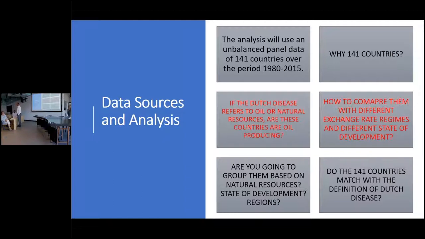So you can take, for example, Saudi Arabia and Libya as oil-rich countries with Dutch disease, comparing with, say, the United States or the United Kingdom, which are rich-resource countries with no Dutch disease. Rather than comparing the whole 141 countries. That's what I'm doing.